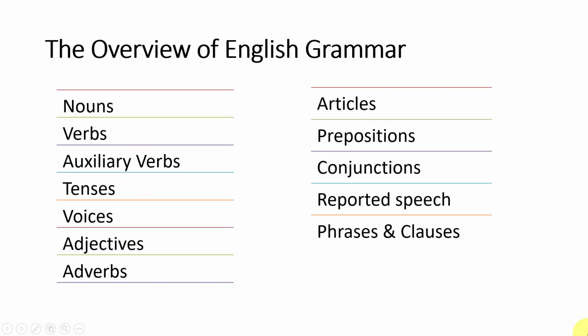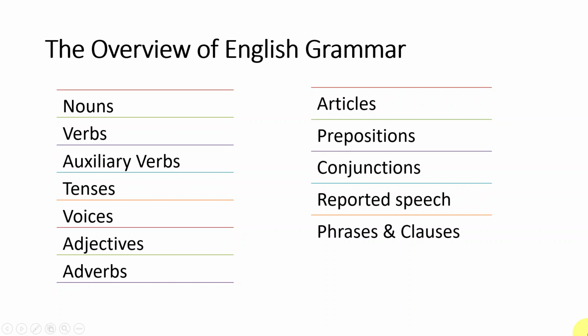So let's look at the overview of the English grammar. We are looking at the overview for two reasons. The first one is we must know the big picture before digging into the individual topics. The second reason is we want to understand that English grammar is very small. There is only a small number of rules. So therefore we must be able to study it and finish it.